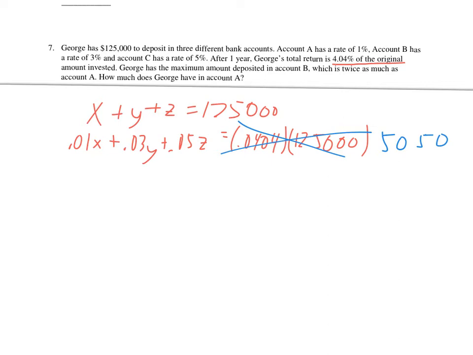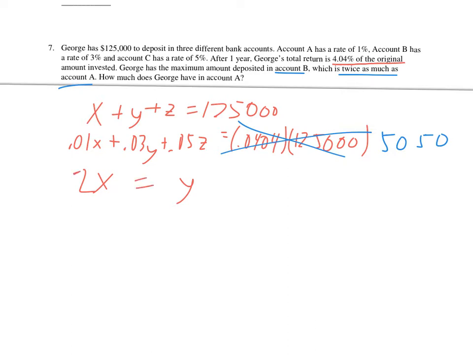Okay, and then it says he has a maximum in account B, which is twice as much as account A. So we do have a comparison equation here. I'm going to say x, and then I'm going to put y over here. I should have called these A, B, and C, but x, y, and z, same idea. Account B is twice as much, so I need to multiply account A by 2 to get to account B.